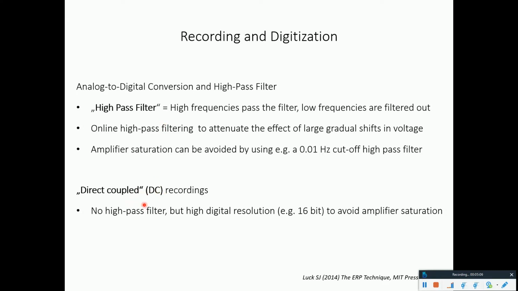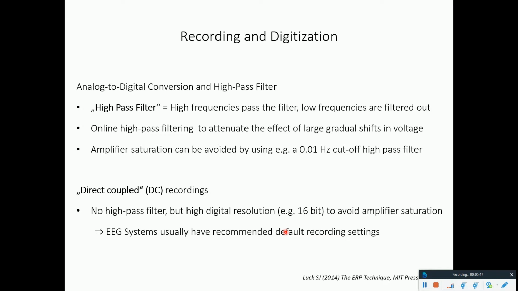There is also what is known as direct coupled recordings, which does not use a high-pass filter but a high digital resolution, for example 16-bit, to avoid amplifier saturation. And so the question of whether, when you record, you want to use a high-pass filter hardwired into your recording system or a direct coupled recording is not something that you have to think about deeply if you do an EEG study, because the EEG systems that you can commercially buy have recommended default recording settings.